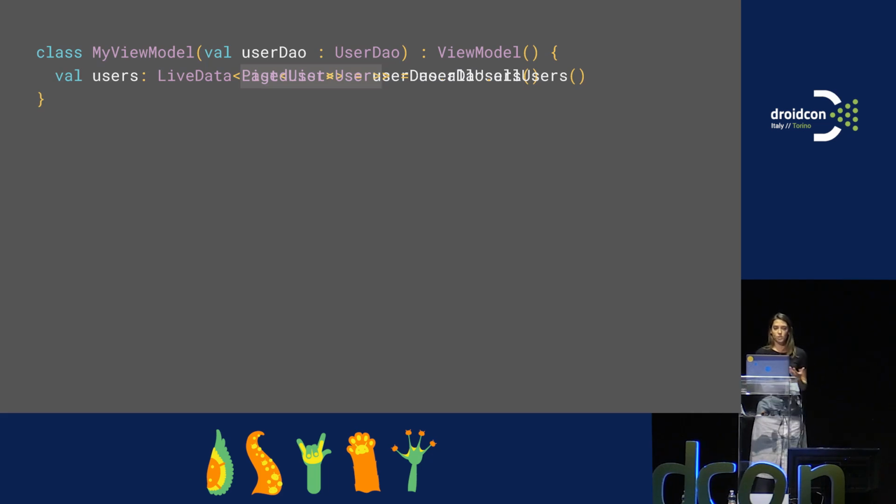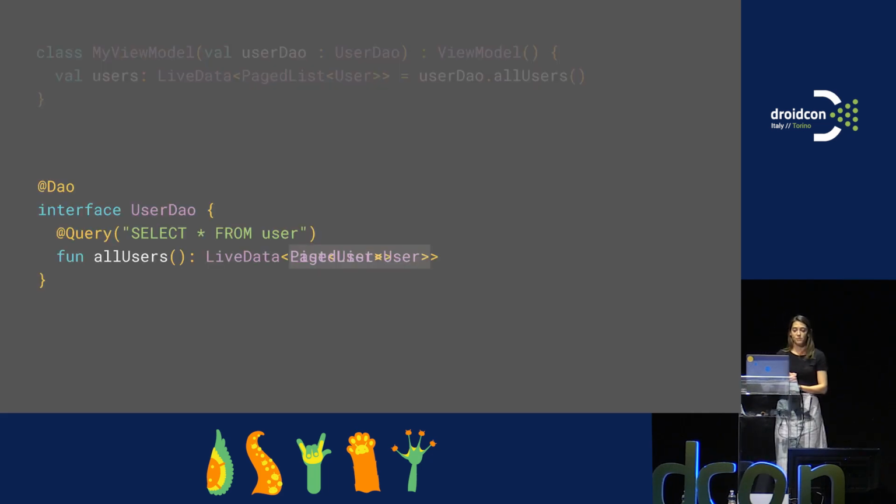But then, what do we do with the DAO? What do we do with the data from Room? Well, instead of having a LiveData of a list of users, you would say that we can have a LiveData of a PagedList. Things are actually not this simple, and here's why.